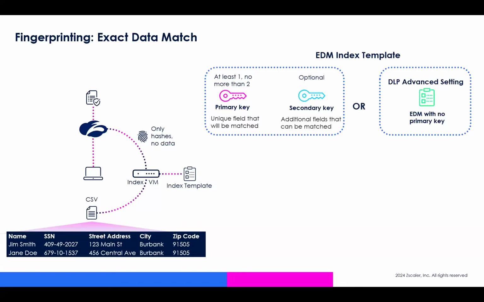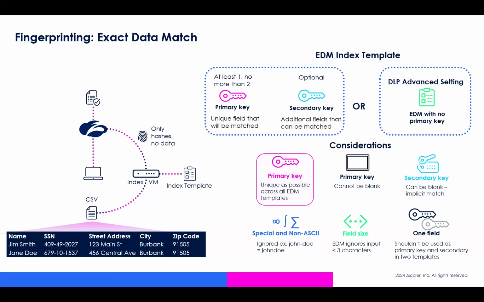Index templates generally require a primary key, at least one, no more than 2. This is a unique field that will be matched to the data. For example, in this hypothetical CSV that we're indexing, you'd pick the SSN as the primary key. You can also define secondary keys, and for the DLP Advanced license, there's also the option to do EDM with no primary key. There's a few considerations here.